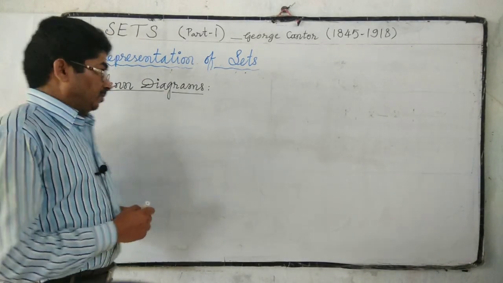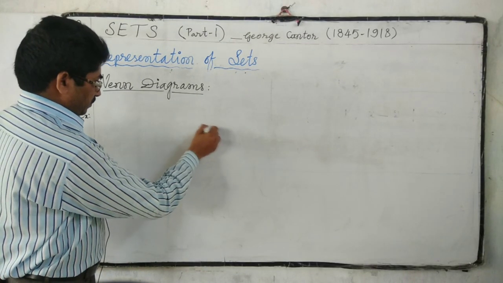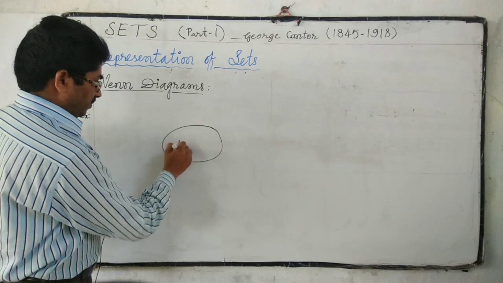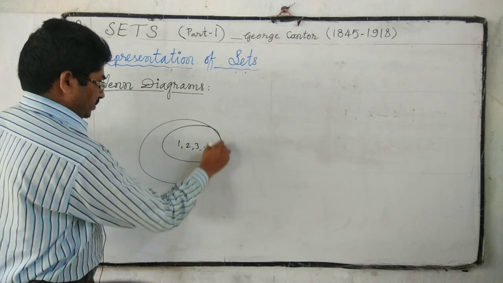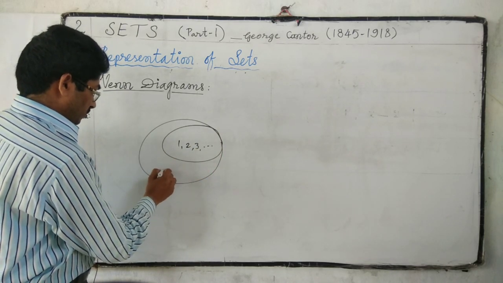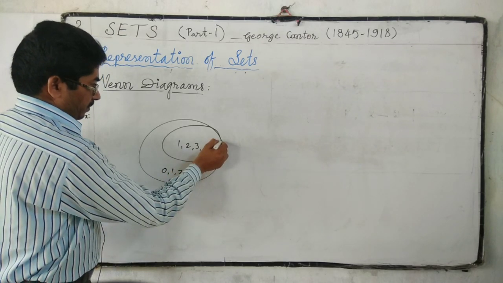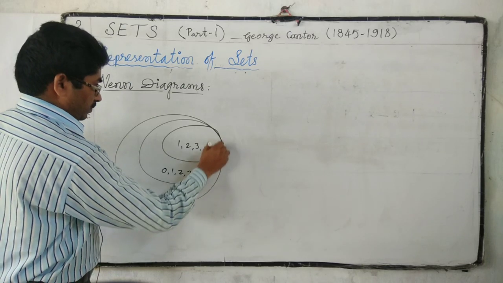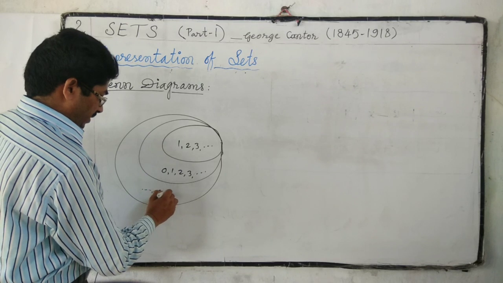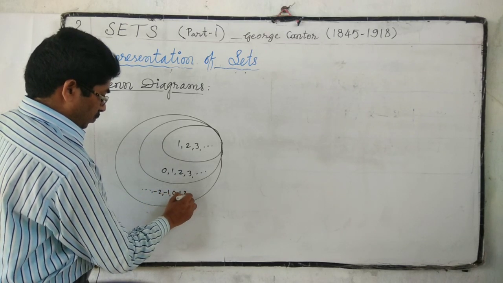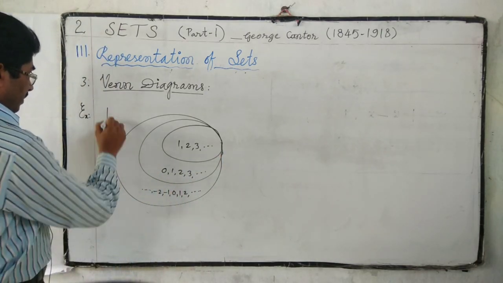For example, set of natural numbers: 1, 2, 3, and so on. Set of whole numbers, W is equal to 0, 1, 2, 3, and so on. Integers: and so on, -2, -1, 0, 1, 2, and so on. These all are in rational numbers.